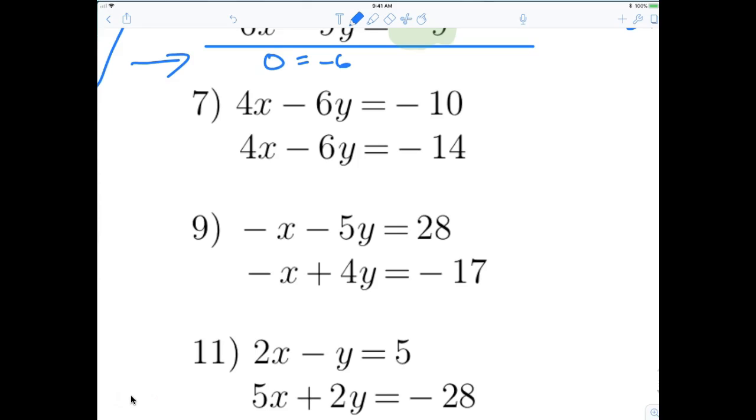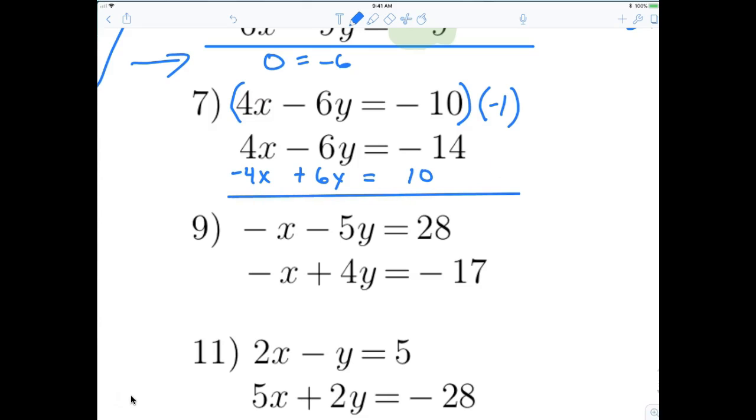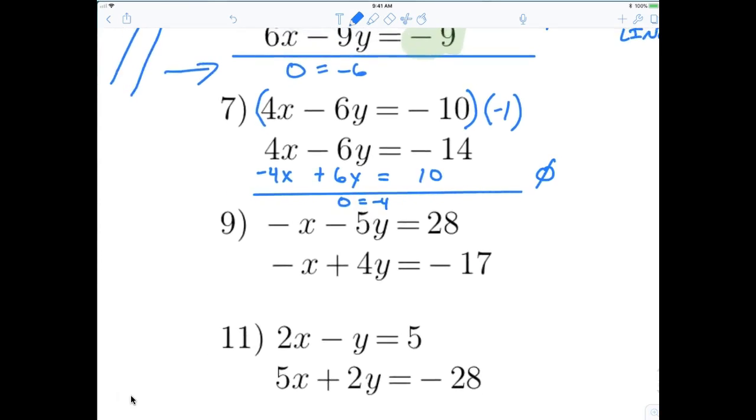I want you to put parentheses around the first equation, and multiply that equation by -1. Why would I multiply that by -1? Because the 4x now becomes -4x, and then it will cancel. So now I multiply the top equation by -1, and I get -4x plus 6y equals 10. So 0 equals -4. So again, there is no solution. So they're parallel lines.